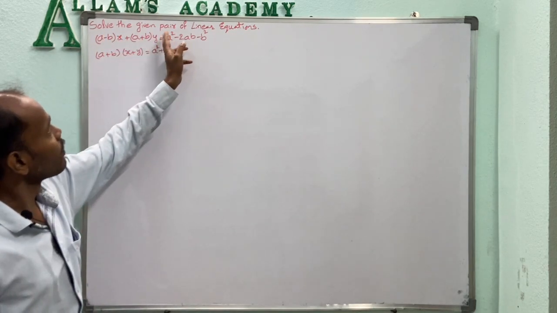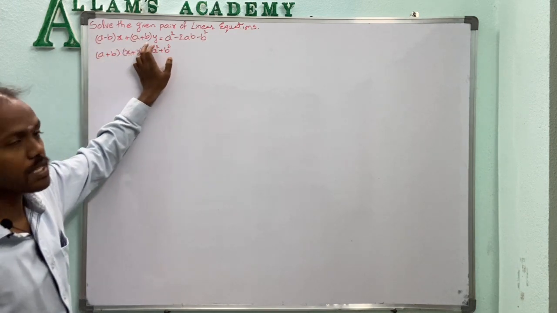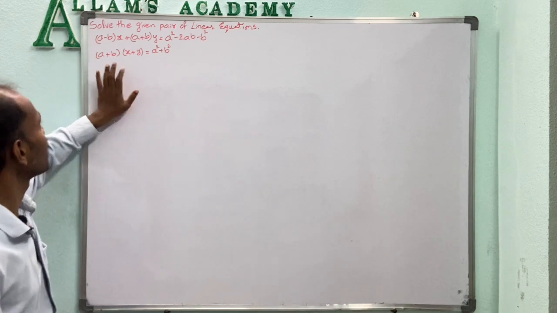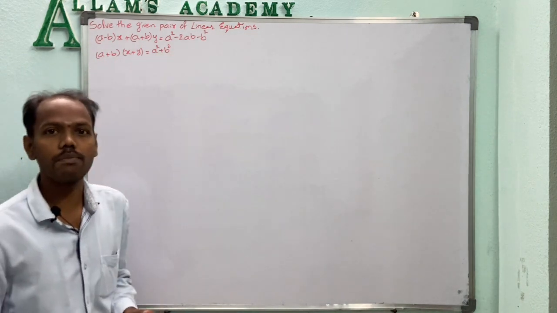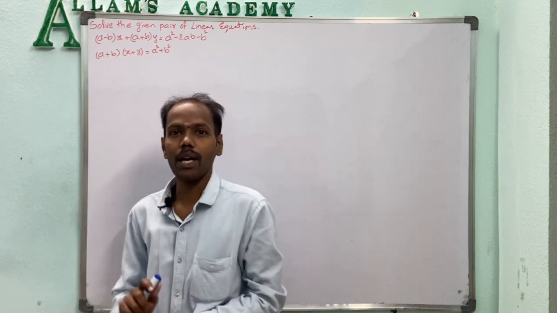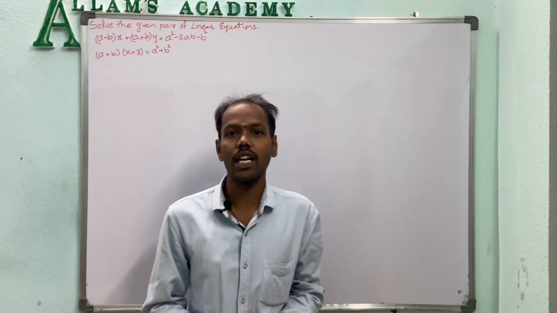Solve the given pair of linear equations: (a − b)x + (a + b)y = a² − 2ab − b² and (a + b)x + y = a² + b². So here we have a chance to solve the given problem in two methods. One is the substitution method, another one is the elimination method.